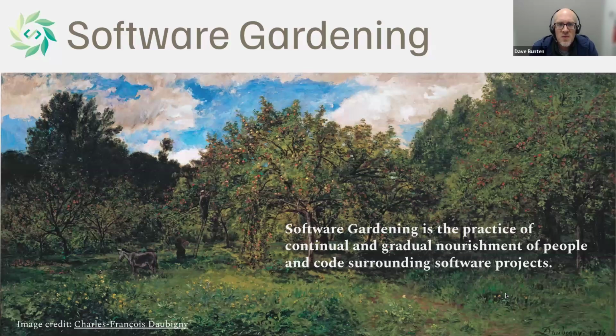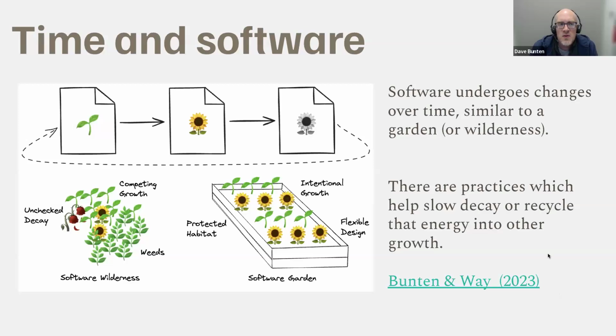So this is where I want to introduce a topic area called software gardening. Software gardening is the practice of continual and gradual nourishment of people and code surrounding software projects. So this is very much a part of linting and that educational ethos of learning to do something better and also helping other people do things better as you go, and growing that software and growing a community around certain efforts. Also core to software gardening are time and software and how those two things interplay.